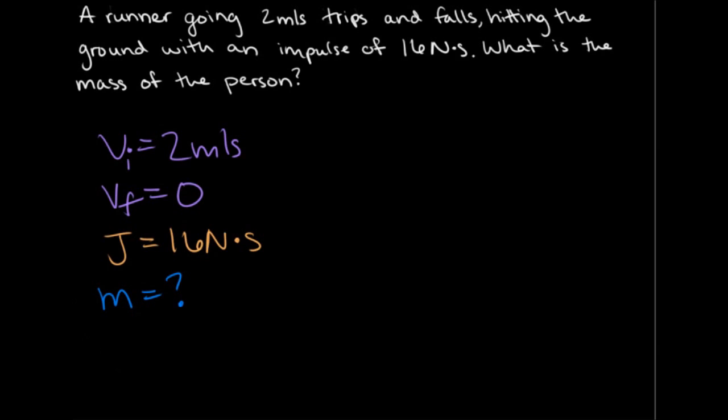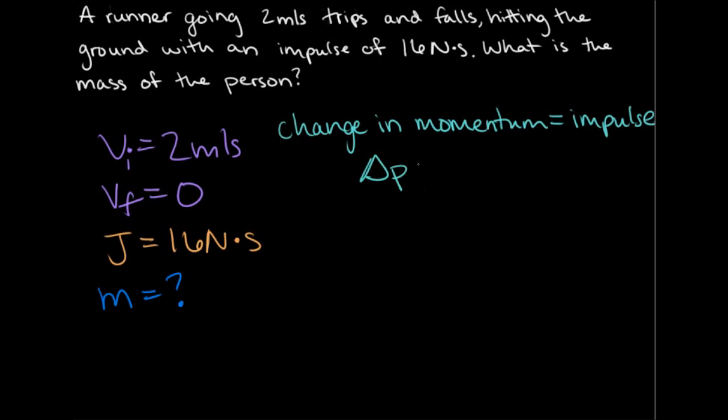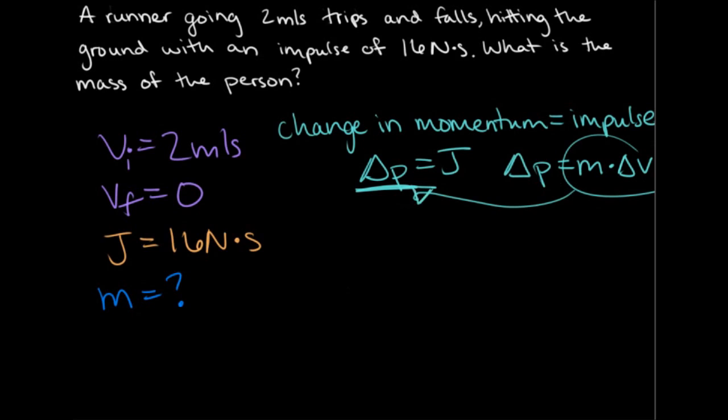So I'm going to use the equation, the change in momentum equals the impulse. And this can be represented in variables by delta P equals J. And so the change of momentum, delta P, equals mass times the change in velocity. So we're going to put this in for delta P here. So it's going to be mass times the change in velocity equals the impulse.